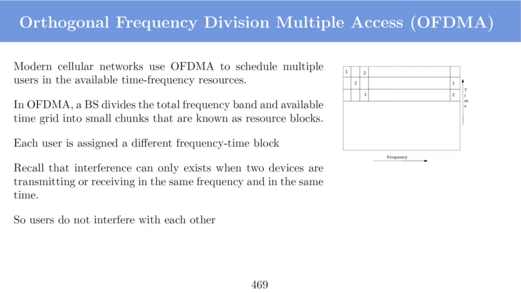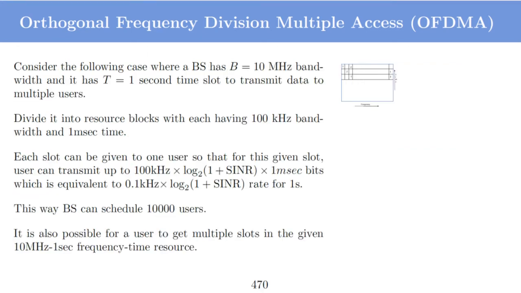Now interference is only caused among the devices which are using the same frequency band at the same time, so two users will not see interference from each other because they are assigned different frequency-time blocks. Consider a case where the base station has a total bandwidth of 10 megahertz and the total time of transmission is 1 second. The base station can divide the 10 megahertz band into 100 kilohertz subbands, and the time is also divided into small slots of 1 millisecond.